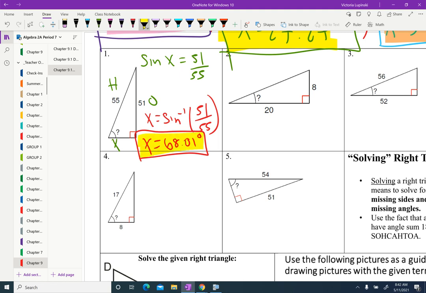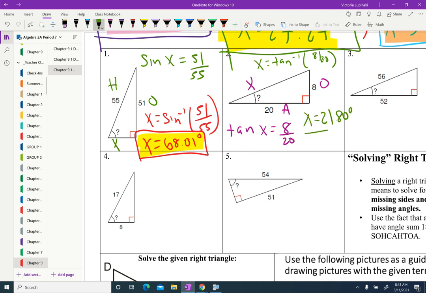Here in number 2, again, it's just a question mark, so I would recommend calling it an x or a theta or something else because the question mark is a little strange. Compared to the question mark, this is the opposite and the adjacent, so that is the tangent of the angle equals 8 over 20. In order to get the angle by itself, you're going to have to go ahead and do the inverse tangent of 8 over 20. And again, I've already done it. You're going to confirm it on your own device, which is 21.80 degrees.